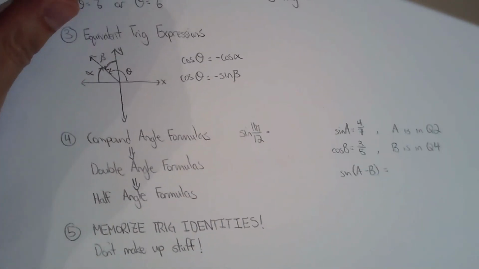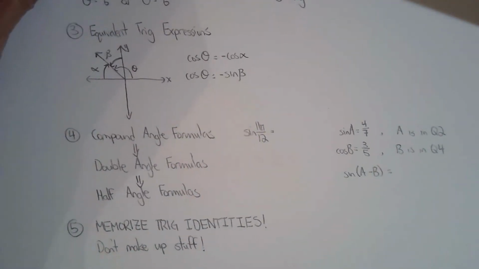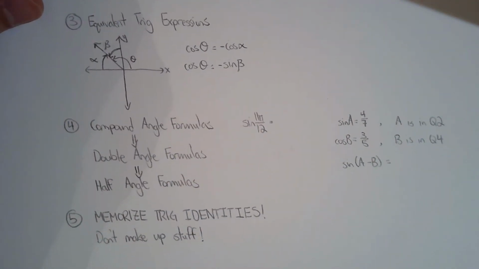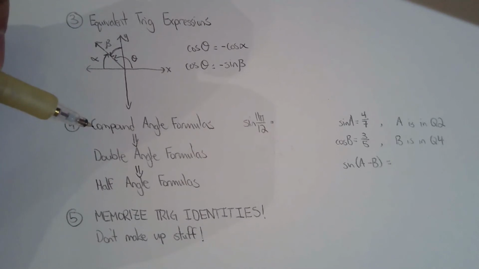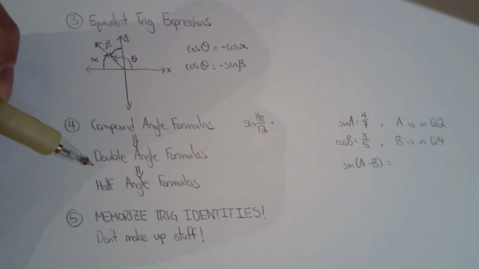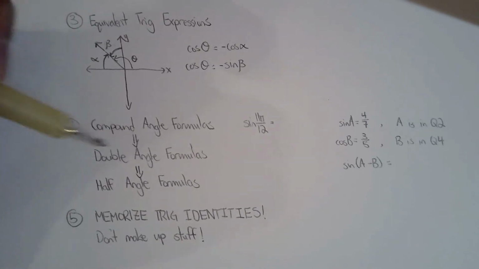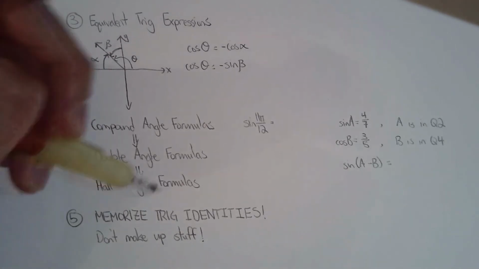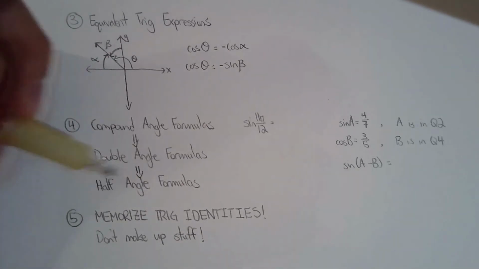Okay, then we did compound angle formulas, and then from there we did double angle formulas, and from double angle formulas you can generate the half angle formulas. To be honest with you, the most important ones are the compound angle and double angle formulas. We won't stress too much on the half angle formulas. That was just a bonus.